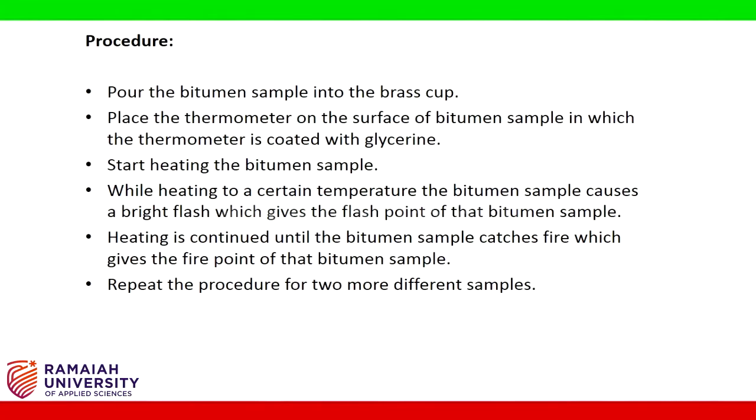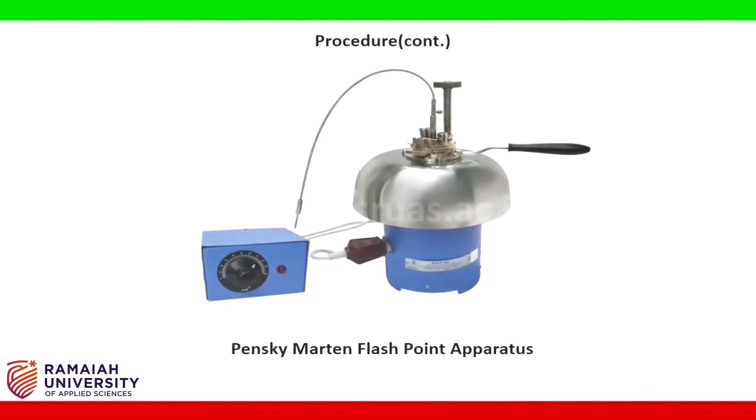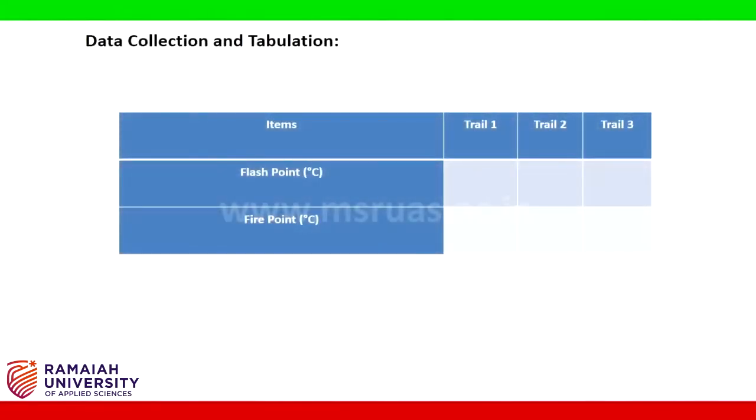While heating to a certain temperature, the bitumen sample causes a bright flash which gives the flash point of that bitumen sample. Heating is continued until the bitumen sample catches fire, which gives the fire point of that bitumen sample. Repeat the procedure for 2 or more different samples. Data collection and tabulation is as shown in the table.